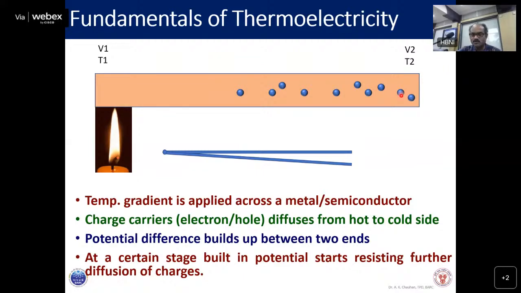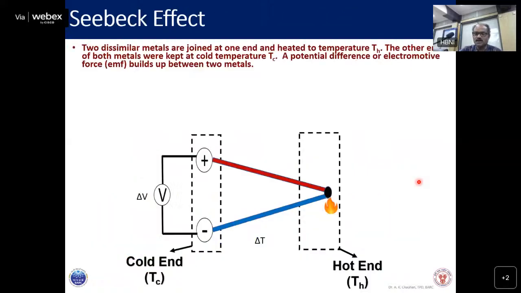It depends from metal to metal how many electrons move and how much potential difference is generated. So suppose you have two dissimilar materials, obviously the potential V2 in metal 1 will be different than in metal 2. So in that case, a net potential difference will be generated between these two ends. Suppose this is one material, this is another material.